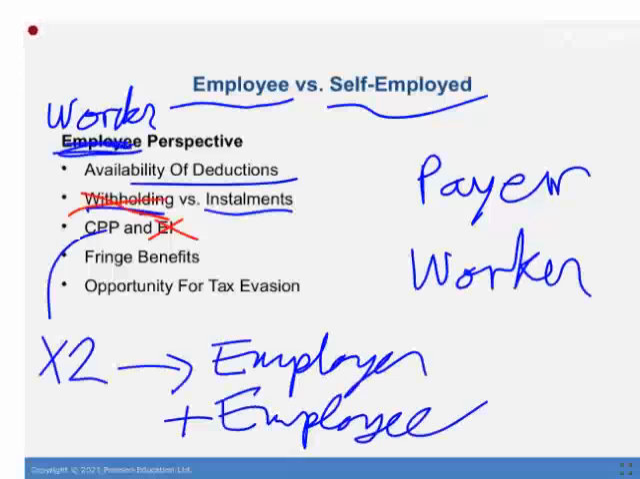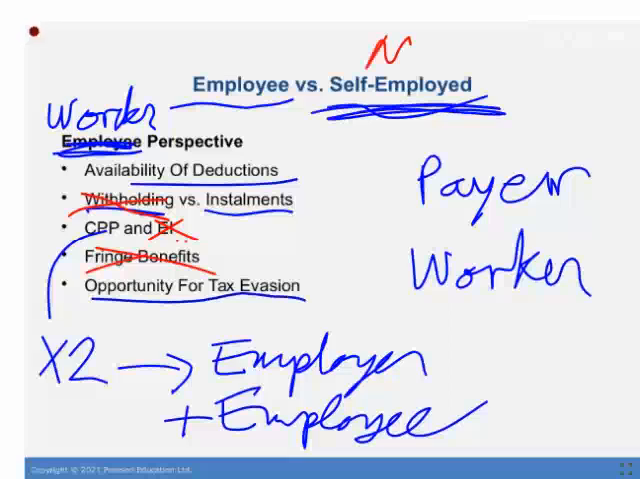Fringe benefits. You're not normally going to get fringe benefits. That would be a good thing. But you're not normally going to get those as self-employed. Now, if somebody's up to nefarious ideals here, there's an opportunity for tax evasion if you are self-employed. Meaning, in the case where you're self-employed, there's going to be no T4, right?